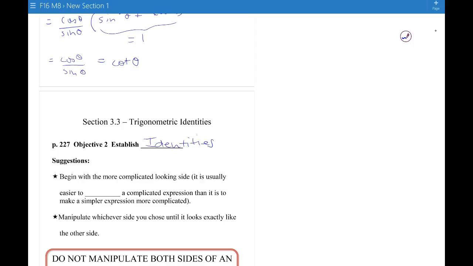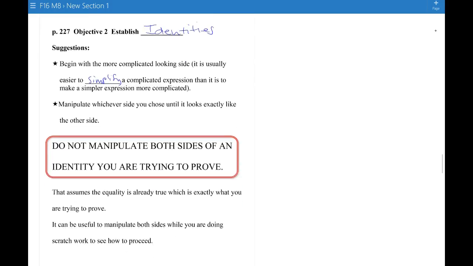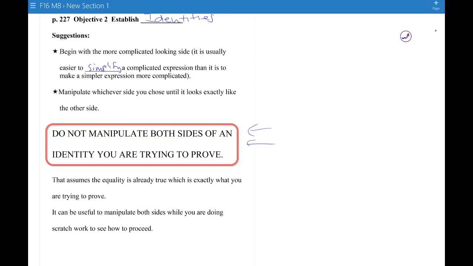So begin with the more complicated side, as just a suggestion. It's usually easier to simplify a complicated expression than it is to make a simpler expression more complicated. And then you manipulate whichever side you choose until it looks exactly like the other side. So this is really, really important. Do not manipulate both sides of an identity that you're trying to prove. This assumes that the equality is already true when that's what you're trying to prove.